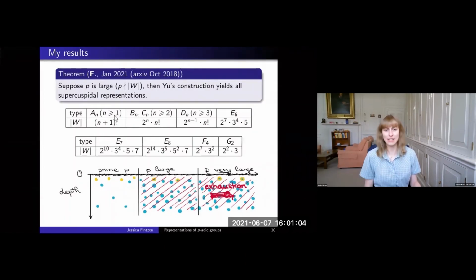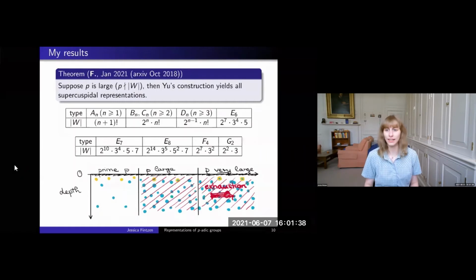For other classical groups, in the worst case, the order is 2 to something times n factorial. So in the worst case, we exclude all the primes up to n. So we don't actually exclude that many primes, even though this order is huge. And for the exceptional groups, in the worst case, we exclude the primes 2, 3, 5, and 7. So we actually don't exclude that many primes. And under this assumption, everything arises from the used construction, so we can just work with it and prove all kinds of nice theorems.